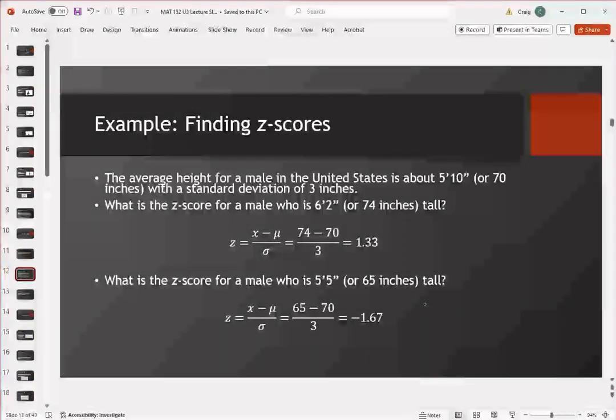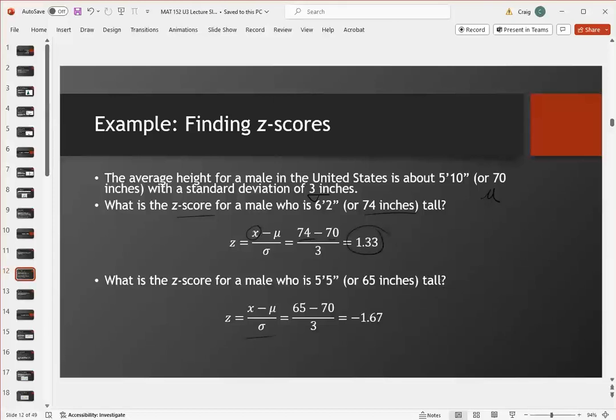And so again, quickly reviewing z-scores here. If we know the average height for a male in the United States is about 5'10" or 70 inches, this is our population mean. The standard deviation of 3 inches is our population standard deviation. If we want to find the z-score for a male who's 6'2" or 74 inches tall, 74 is x. Subtract, and this gives us z.